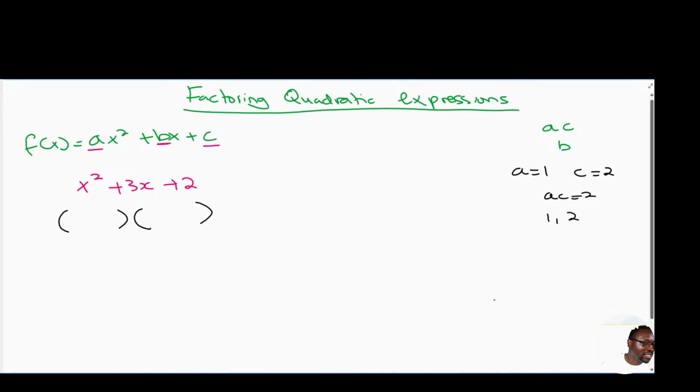And you're going to start with the variable. So this is going to be x here. This is going to be x right here. And then we're going to go ahead and include the factors of AC that give you a sum that equals B. And here it is 1 and 2, so that is going to be plus 1 and plus 2. So what we're saying here is that x plus 1 multiplied by x plus 2 is going to give us x squared plus 3x plus 2. Now let's try another example.